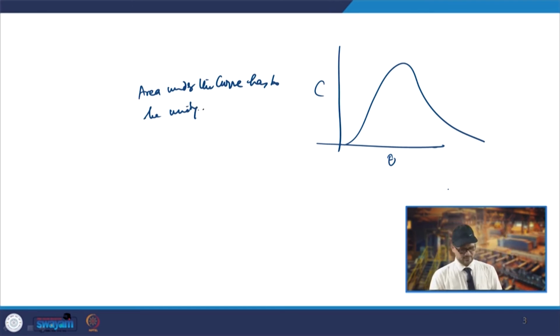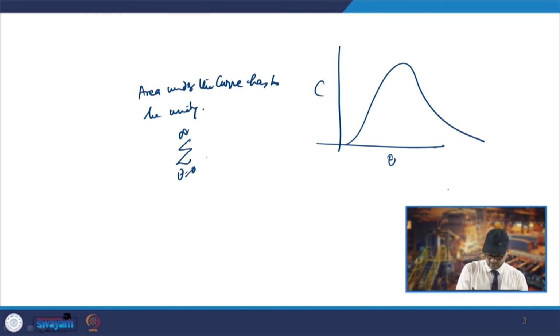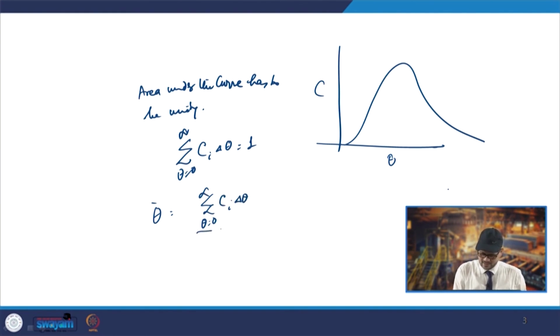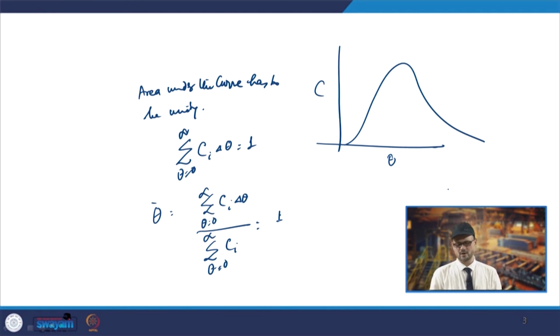So, what happens is, you have theta equal to 0 to infinity, C I delta theta, that will be 1. So, you will be calculating the mean residence time of the whole curve. The mean residence time for the whole curve, that is theta bar, will be theta equal to 0 to infinity C I delta theta, divided by theta equal to 0 to infinity C I. So, that has to be basically 1.